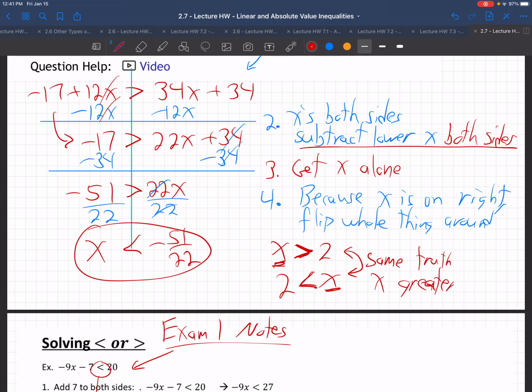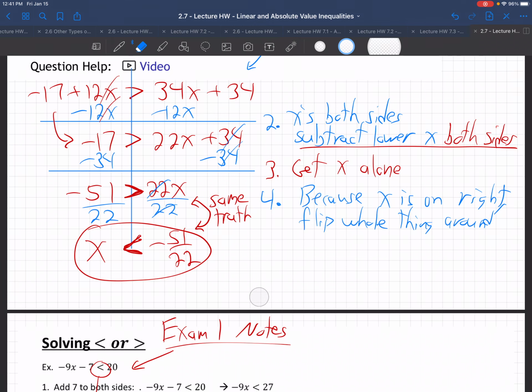Remember how the greater than, less than symbol works. He's got a wide side and a narrow side. They're both saying the same thing. Same thing here. Same truth. They're both saying x is on the narrow side. Whatever. Same truth. And it's just easier to have it this way where x is on the left. So let's just do that. So x is on the left.